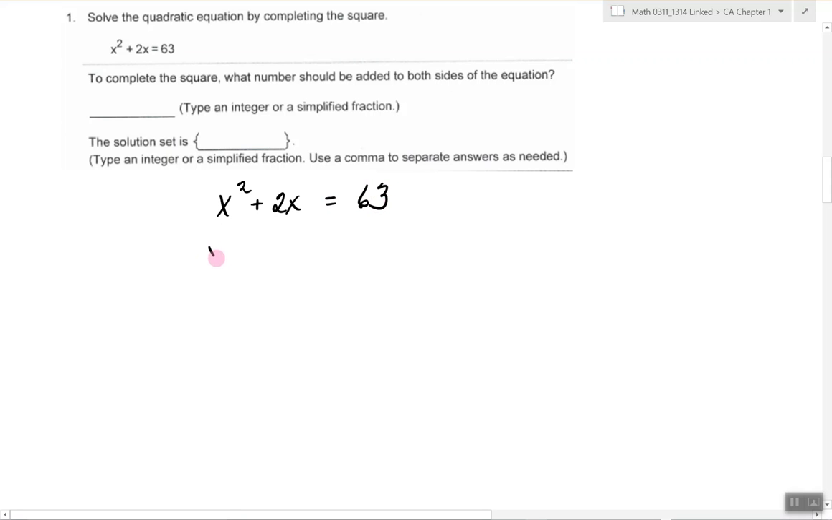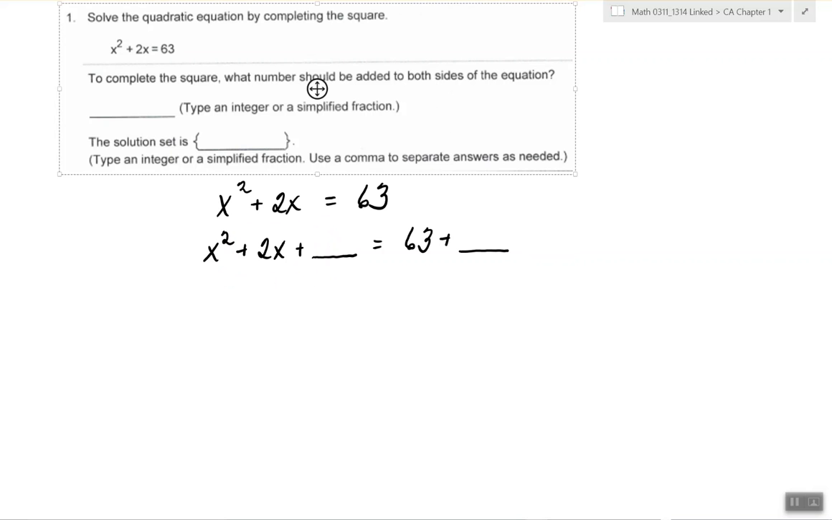All right, I have x squared plus 2x, that's what I need on the left, equals 63. This is the correct format for starting the problem. I'm then going to write it as x squared plus 2x plus a blank equals 63 plus a blank. Now, if I can fill in this blank to complete this so that this becomes a perfect square trinomial, how do I do that?